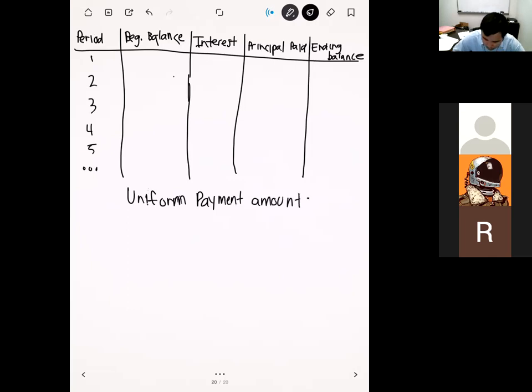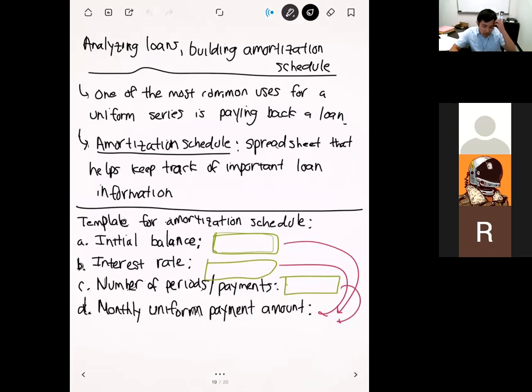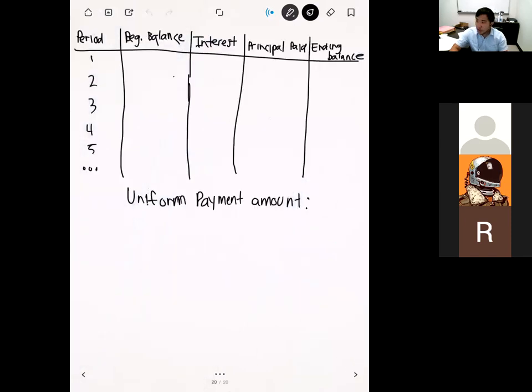First, let's start by computing how much you're going to pay on this loan. On the previous page, we had our initial balance, our interest rate, and the number of periods. We're going to use these to compute how much we're going to pay each month. The way you compute that is you use your compound interest table. Your uniform payment amount is going to be A, and the way you compute it is you take P, where P here is your initial balance.